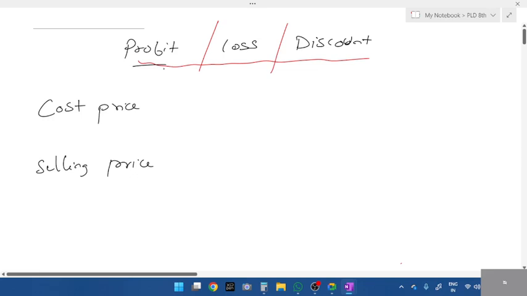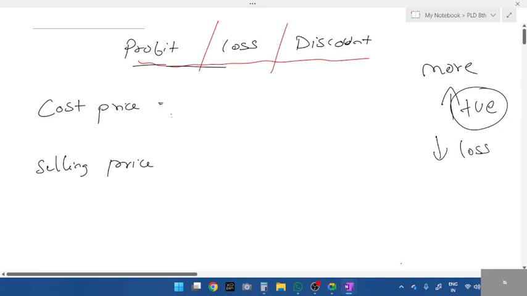The meaning of profit is when you get extra amount, you call it profit, right? And when you sell it for less amount, you call it loss. That's the basic definition. So when you're selling some item for more price, for more value, it is profit. For profit it is always positive. When you're selling it for less value it is loss. So this chapter will have cost price and selling price.